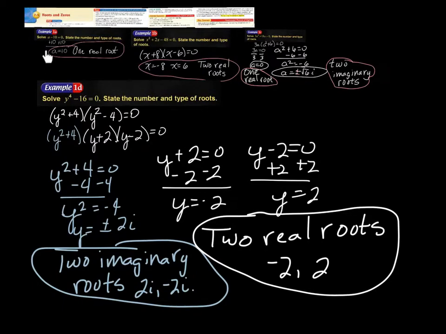There seems to be a pattern. My degree was 1, I have 1 root. My degree is 2, I have 2. My degree is 3, I have 3 roots. My degree is 4, and now I have a total of 4 roots.